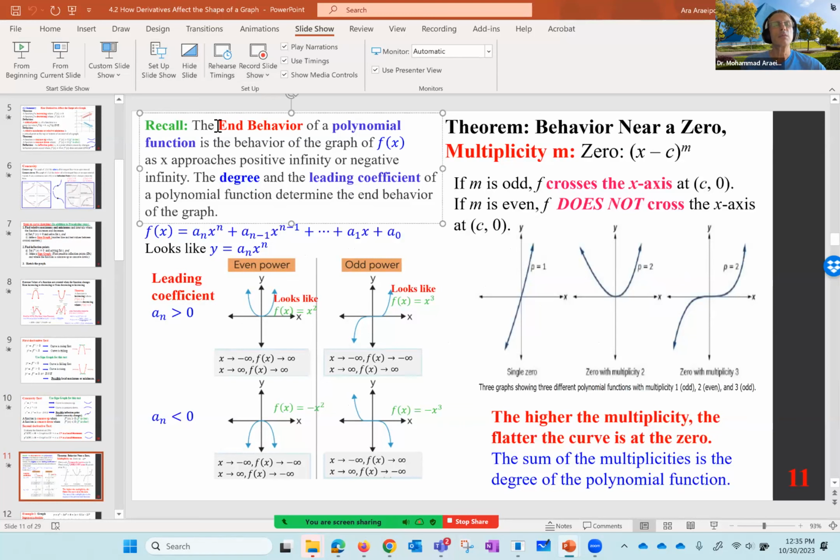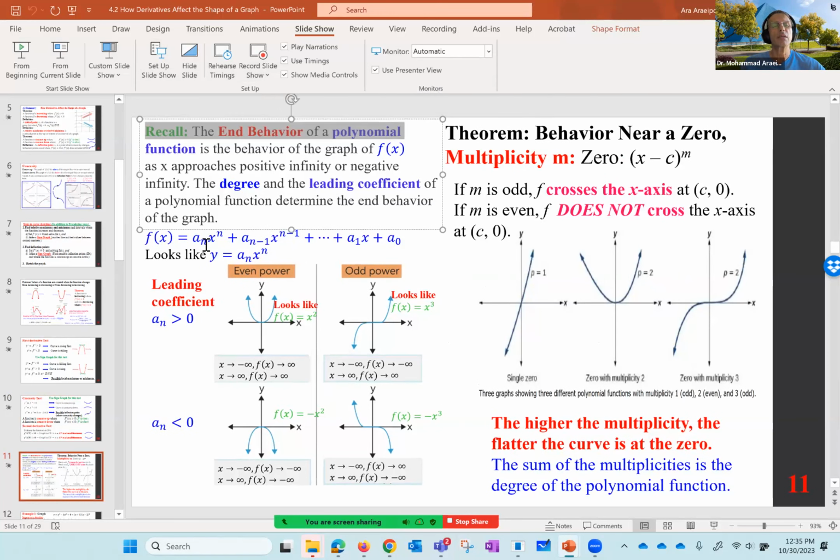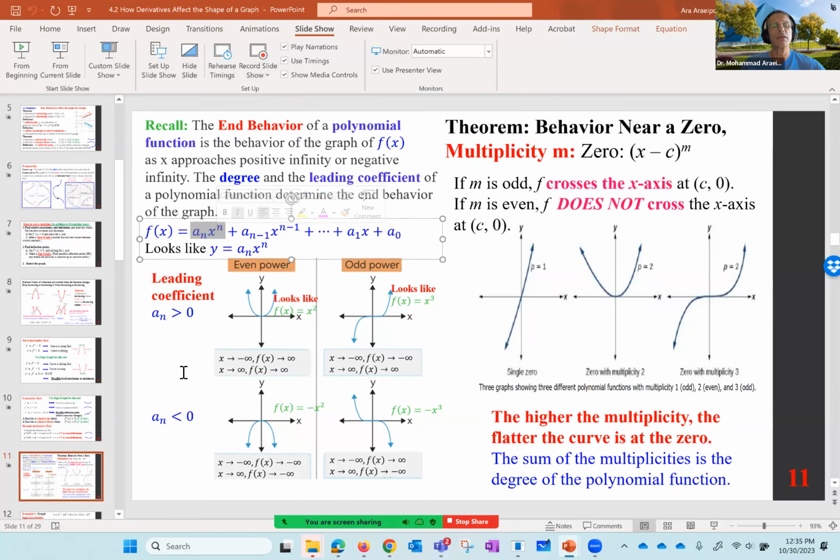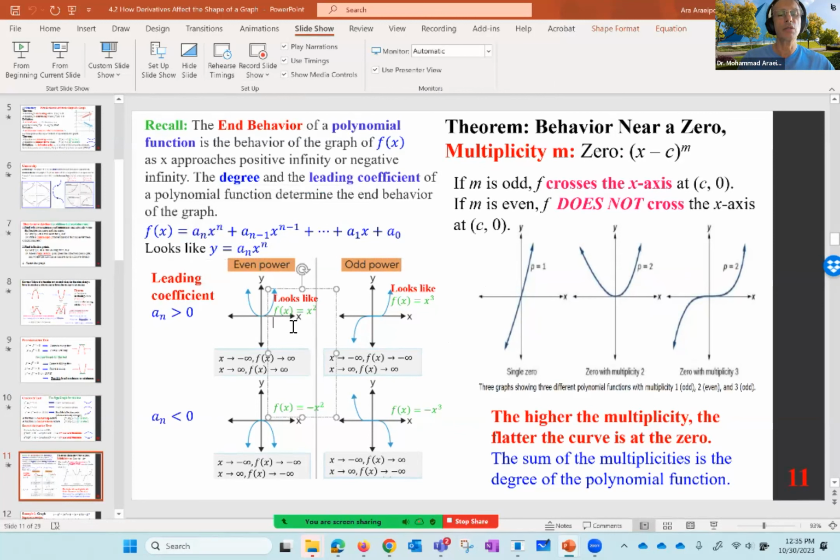We discussed the end behavior of a polynomial, and it basically depends on the first term, the leading term. If the power is even, it will look like either f of x equals x squared or f of x equals minus x squared, depending upon whether a sub n, the leading coefficient, is positive or negative. On the other hand, if you're dealing with odd powers, it will look like either f of x equals x cubed or minus x cubed. Again, depends whether a sub n is positive or negative.